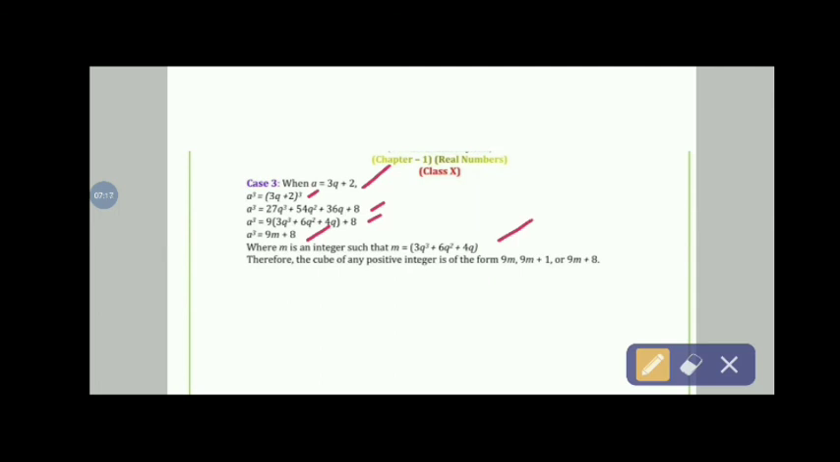So therefore the cube of any positive integer is of the form 9m, 9m plus 1 or 9m plus 8. So with this we come to the end of this exercise.